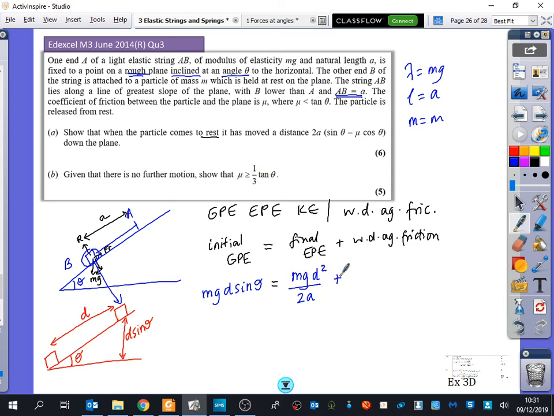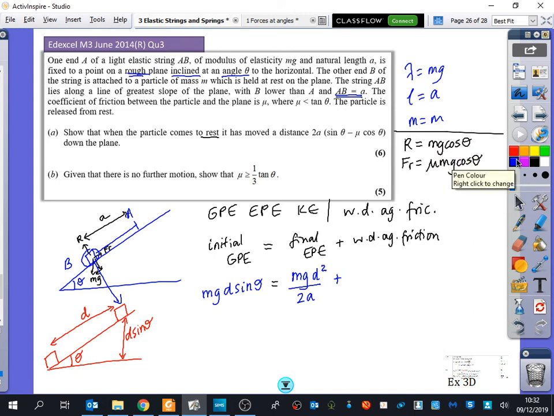the work done against friction. The distance that it's moving, we're saying for it to go from here to wherever it finishes up, is going to be the friction times the distance that it moves. Well, we need to work out what the friction is. So first of all we need to find out what R is. What is R equal to? R is mg cos theta, because it's that one there. And you get a mark for doing these bits. So the friction is mu mg cos theta.